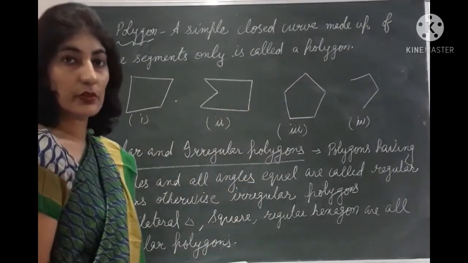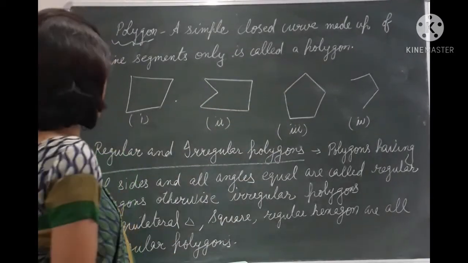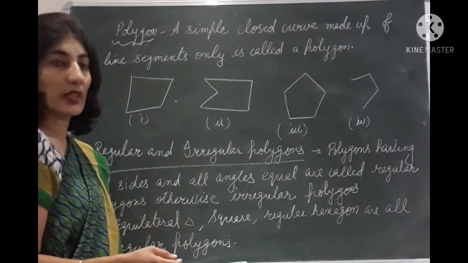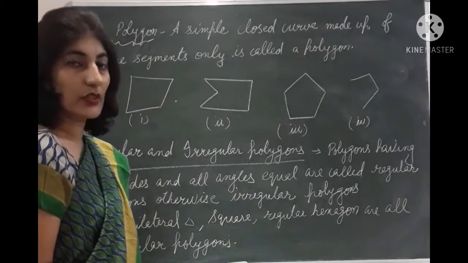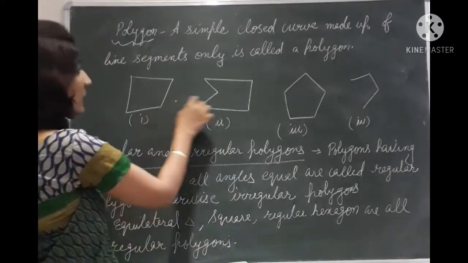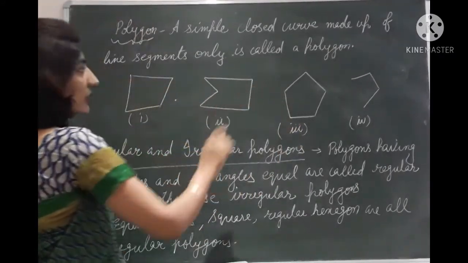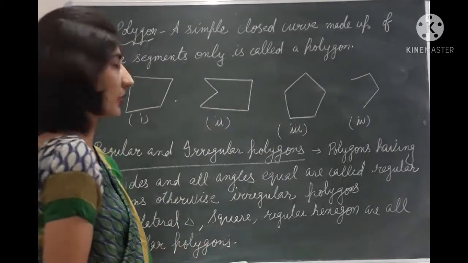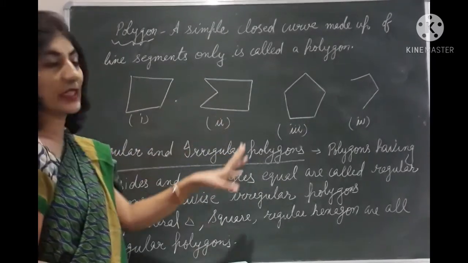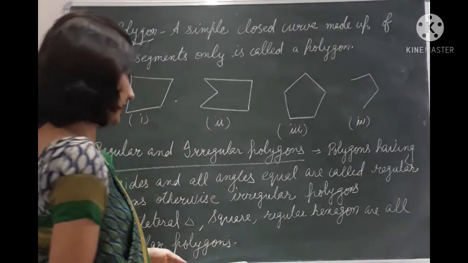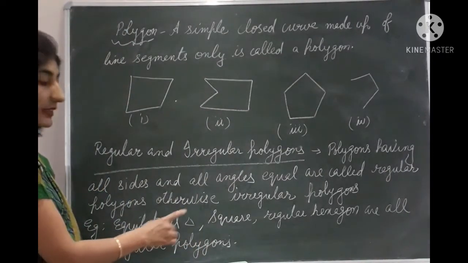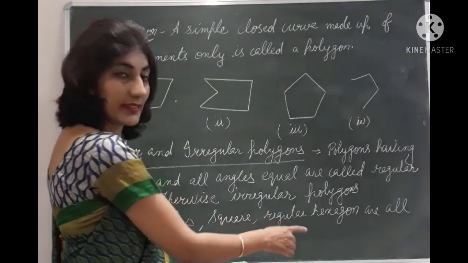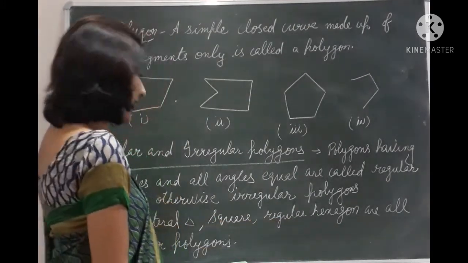Then polygons are also regular polygons and irregular polygons. Regular polygons are the ones which have all sides and all angles equal. They are called regular polygons. The polygons which I have drawn here are not regular, they are irregular, because all the sides are not equal and all the angles are not equal. The examples of regular polygon are equilateral triangle, square, regular hexagon, regular pentagon, and so on.